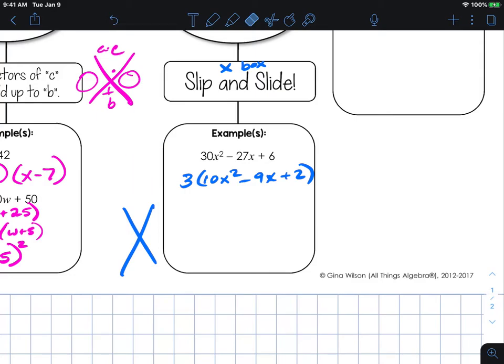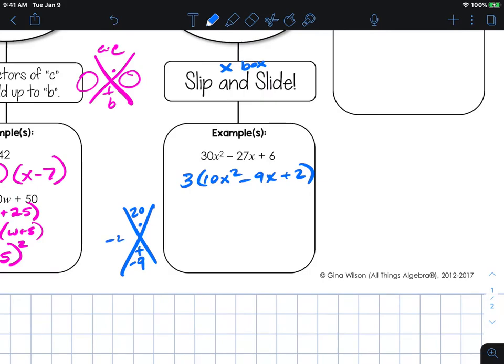That's going to make that a times c here. 10 times 2, so that's going to be 20. And then the sum is going to be negative 9. All right, so I am thinking negative 4 and negative 5. Now please do not write down x minus 4 and x minus 5. All right, because what do you have to remember? Those now go into the box that we've got to solve like a puzzle.